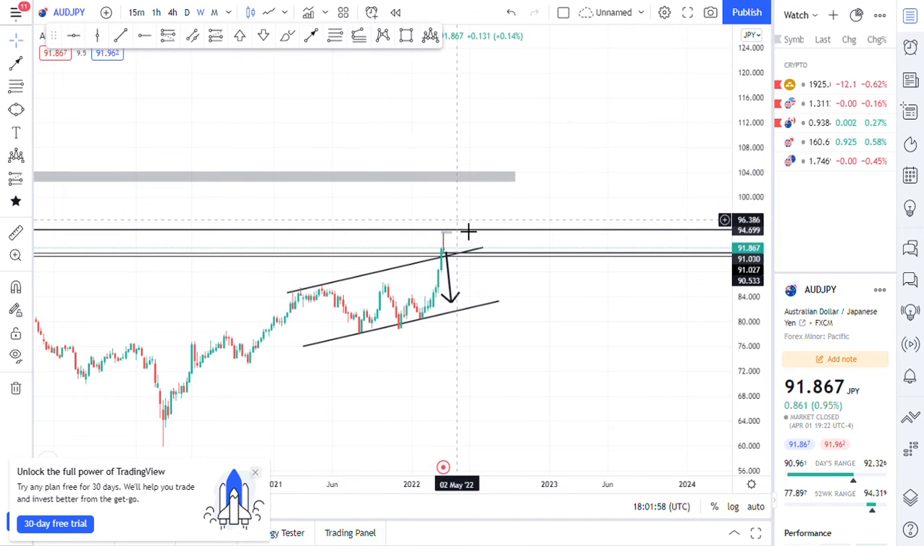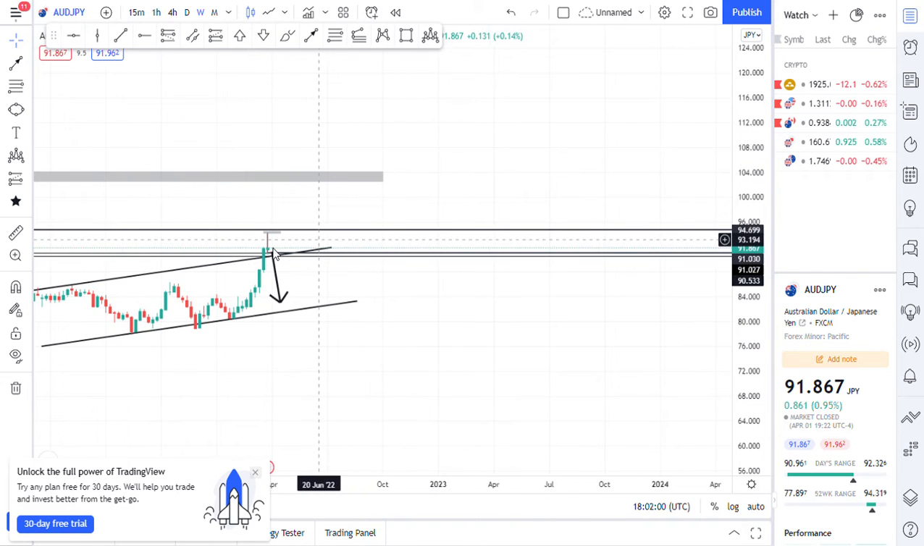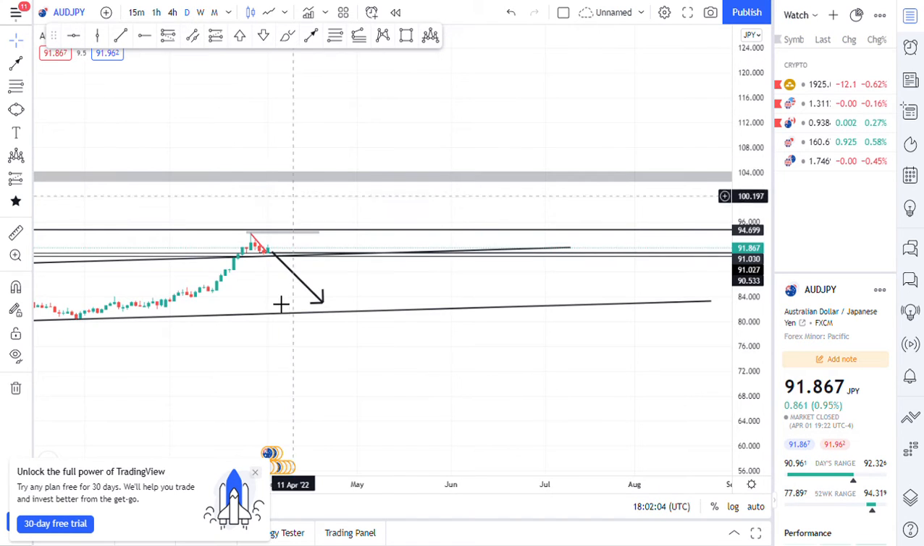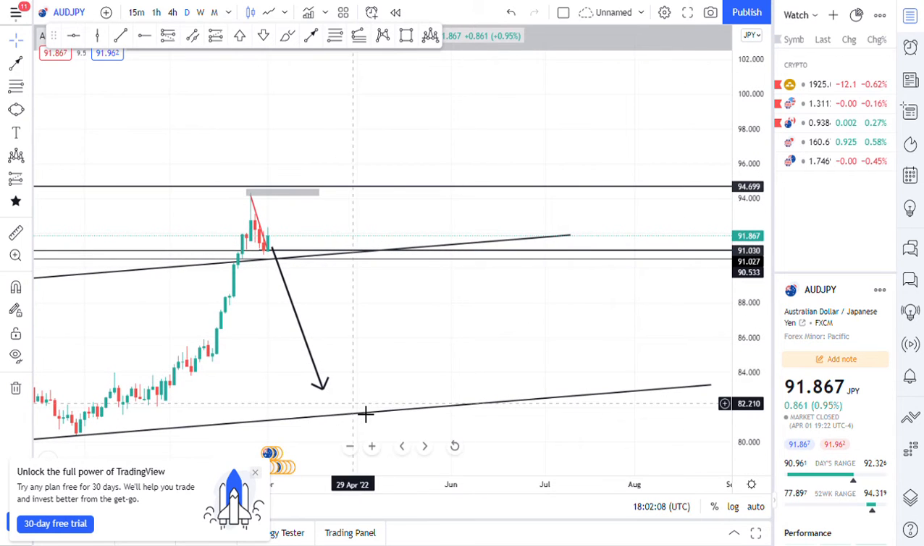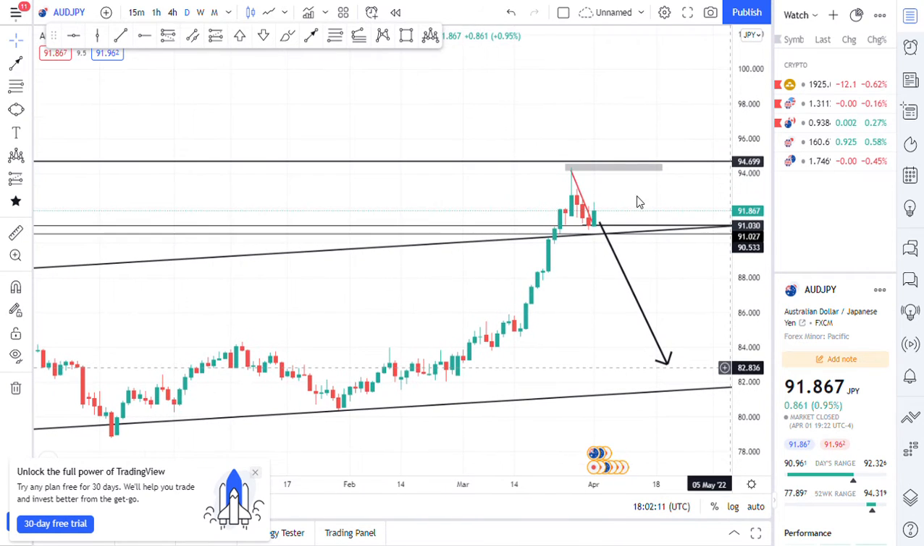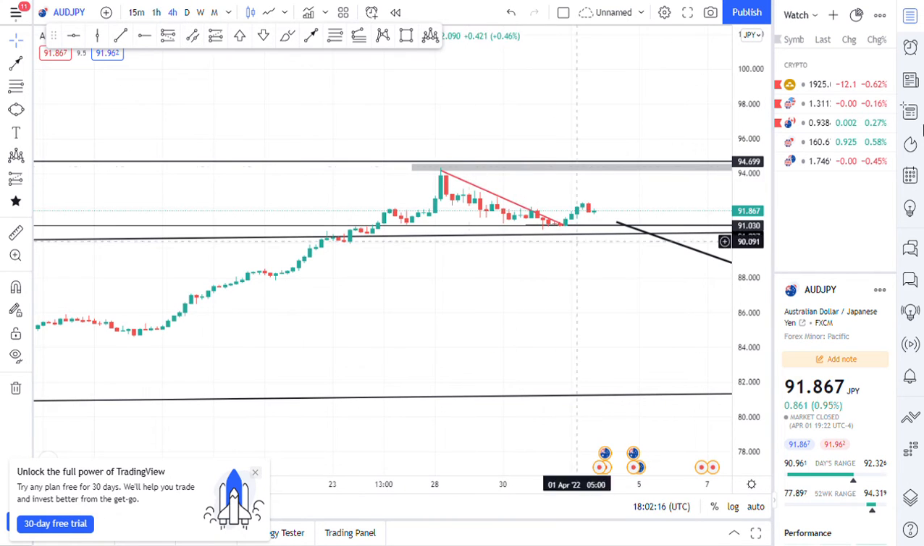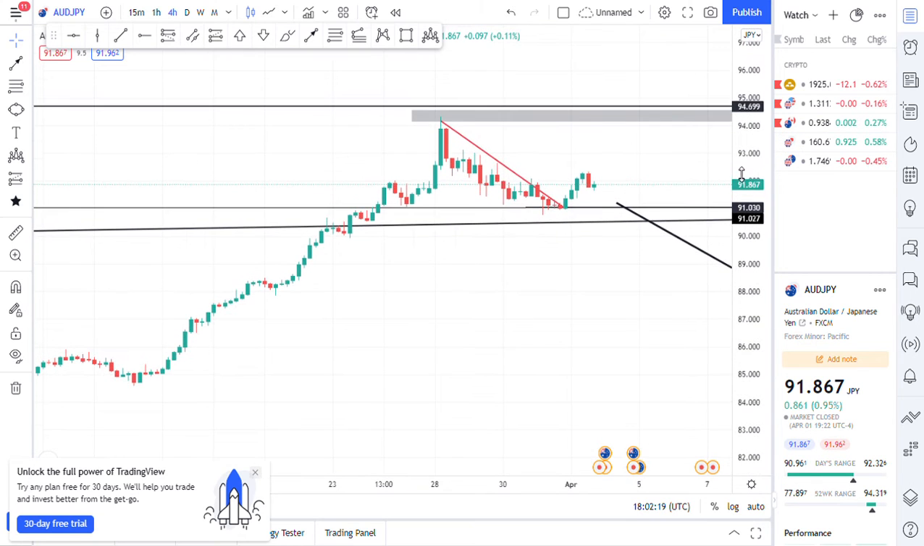The previous week closed with a rejection. Go back to the daily, you see the previous week closed with a serious rejection to the downside. Now what does that rejection mean? This rejection happened with a break of structure, a break of trend. We'll go back to the 4-hour time frame. Rejection happened with a break of trend, and price is now moving.